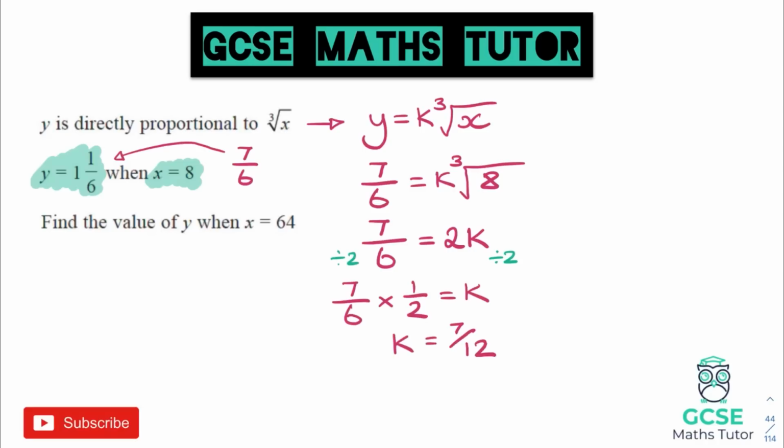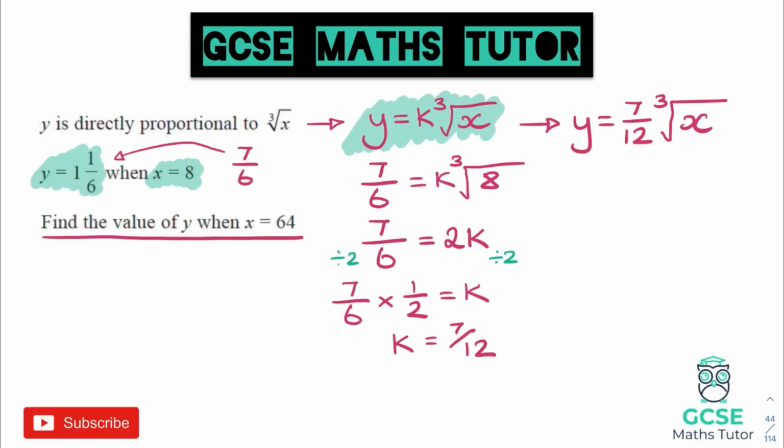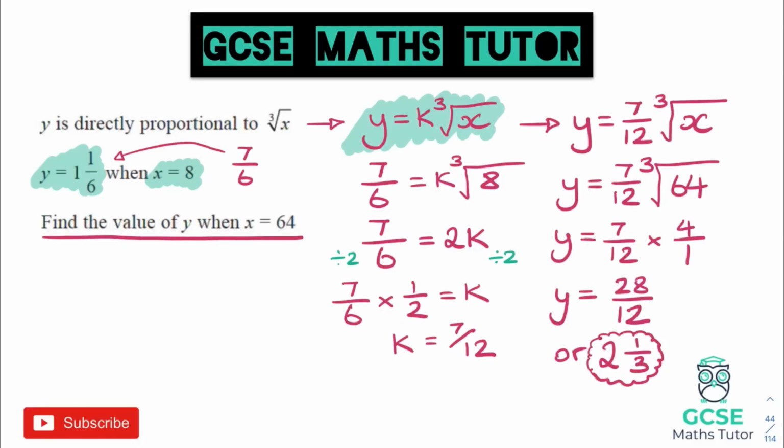Once you've got your value of k, you can put that back into your original formula and then use the second value if you are asked to use one. So here we need to substitute 64 in and just solve that to give us 2 and a third.